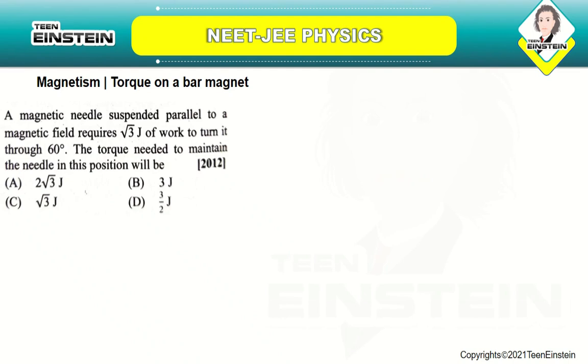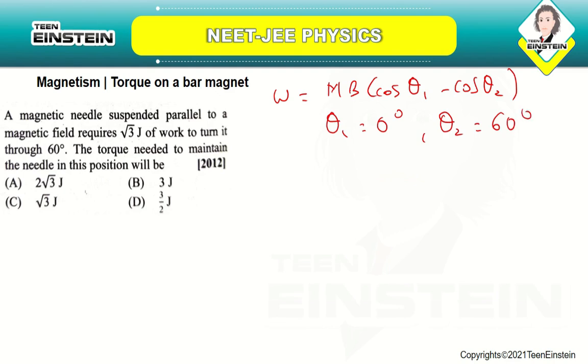A magnetic needle suspended parallel to a magnetic field requires root 3 joules of work to turn it through 60 degrees. The torque needed to maintain the needle in this position will be? Okay, so the work done to turn the magnetic needle, W is equal to MB times cos theta 1 minus cos theta 2. Okay, and here theta 1 is 0 degree and theta 2 is 60 degree.